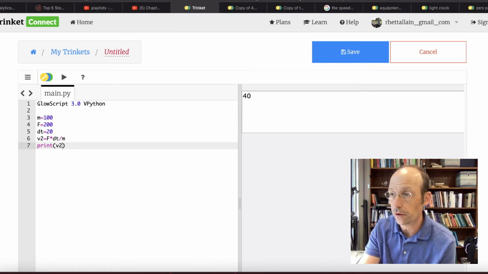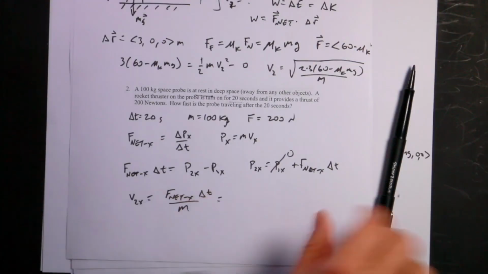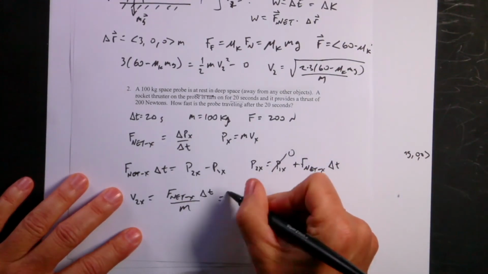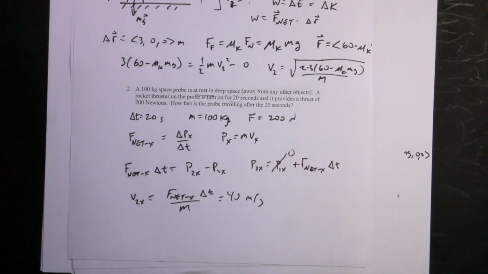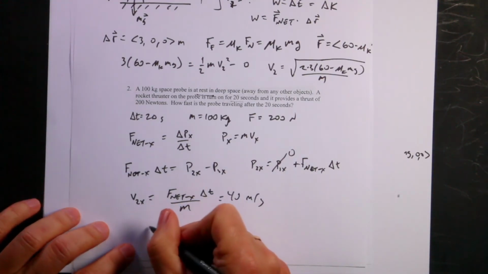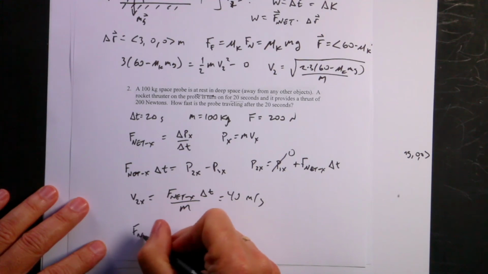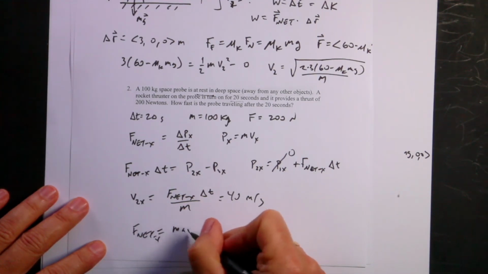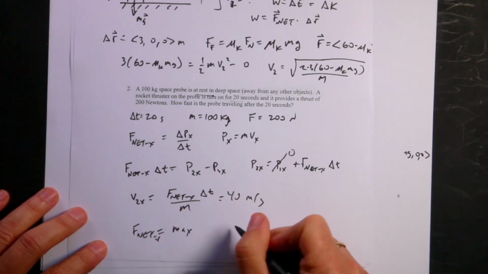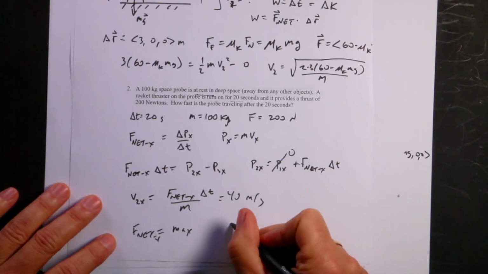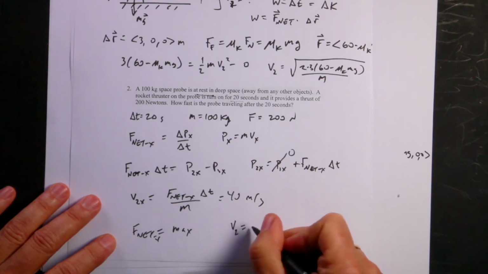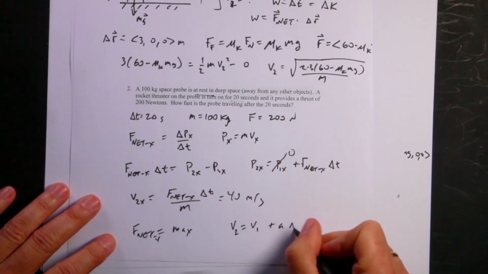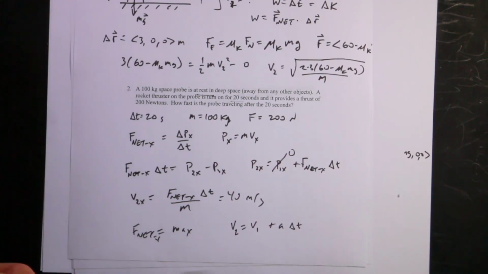Let's just jump back over here to the paper. So I said 40. Could you do this another way? Yeah, you could. If I said F net x equals m a x, I could solve for the acceleration and then use the kinematic equation v2 equals v1 plus a delta t, and I'd get the same thing. But again, it's not too terribly difficult of a problem.